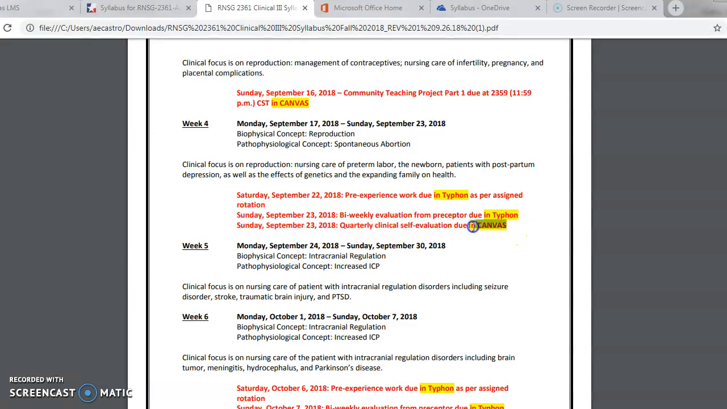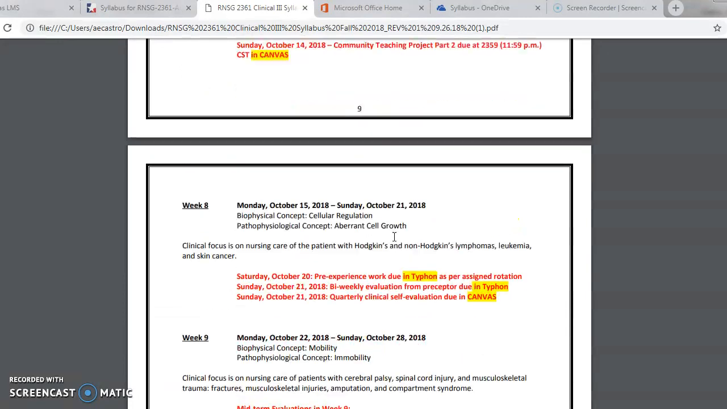What I changed about them is where they're due. Because we want to give you feedback directly on the documents, the best way for us to do that is to have you upload them into Canvas. There are features in Canvas that allow us to make marks on the paper. I used this for your EKG exam when I graded those, so you can see our feedback directly on the paper and don't have to go back and forth in Typhon trying to figure out what we're talking about. So your quarterly clinical self-evals are now due in Canvas.